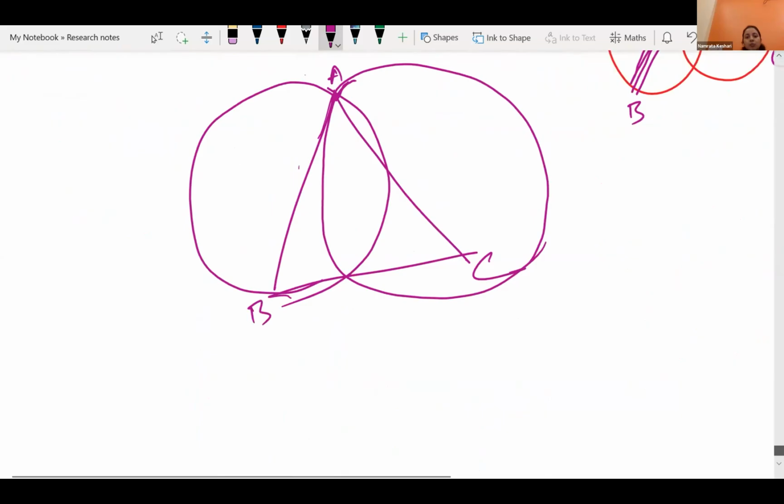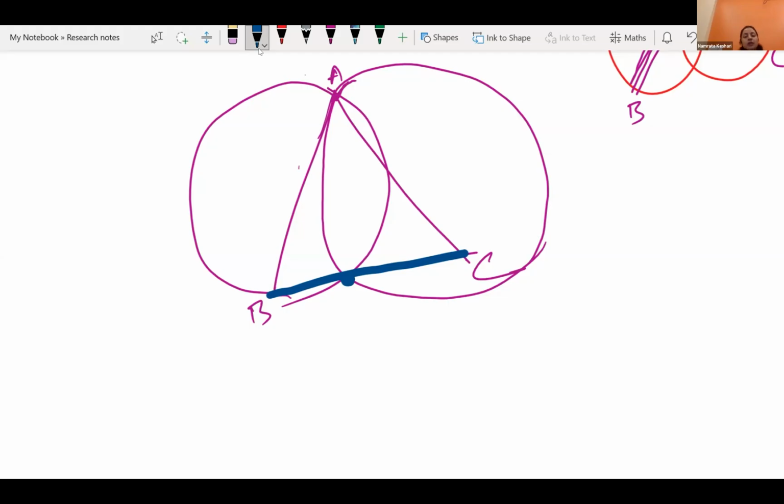Basically, we have to show that the point of intersection of these circles, this point of intersection, is lying on the third side of the triangle. Are you getting it? Are you getting what the question says? Yes, ma'am.